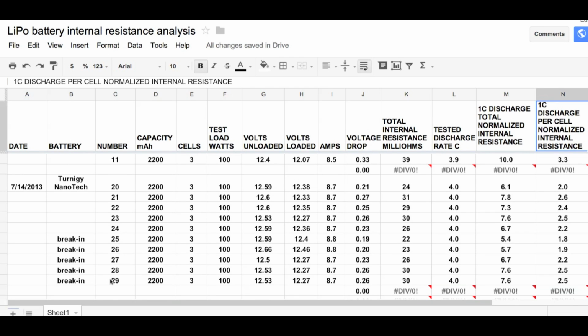Here's a brand new batch of 10 Turnigy Nanotech 2200 milliamp hours, which I've just tested. And it's noteworthy that the 1C discharge rate normalized internal resistance per cell is in fact right about where they advertise. All of these under 3 milliohms per cell as if it were tested at 1C. And so that's pretty encouraging.